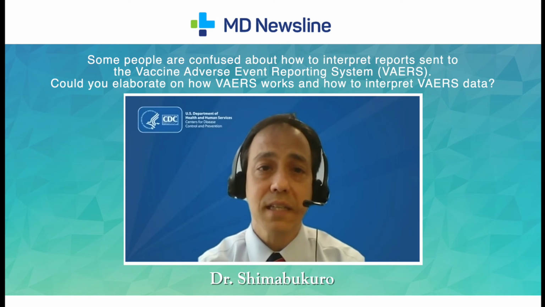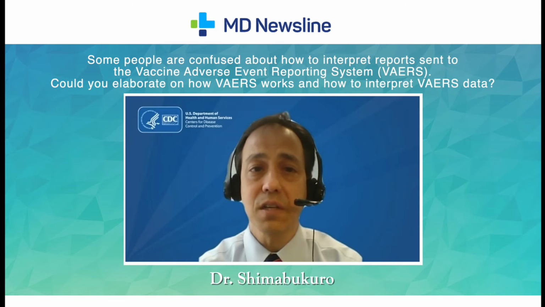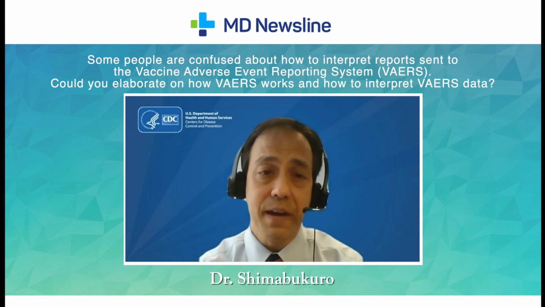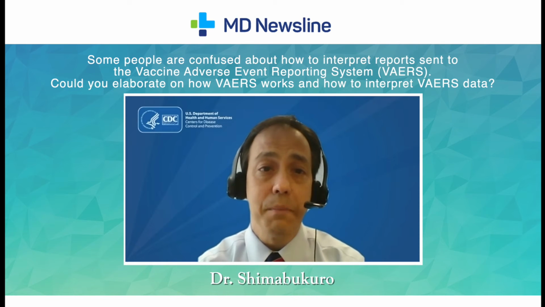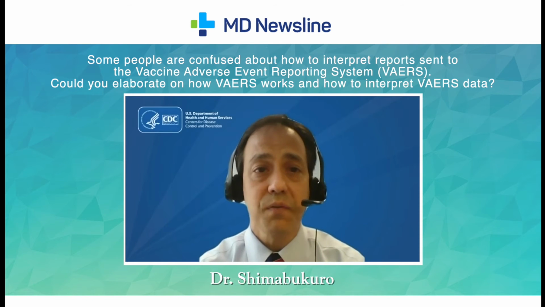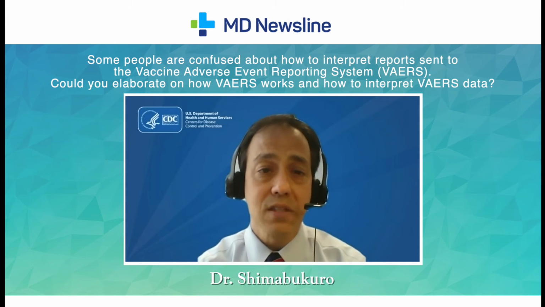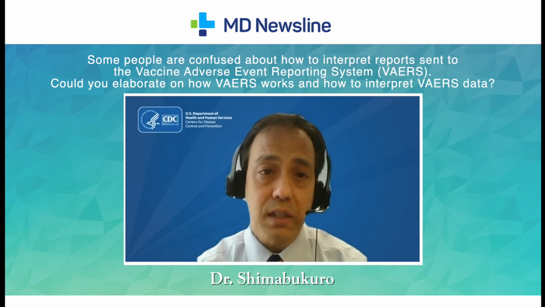When we do detect a safety signal, we do further assessment both in the VAERS system to determine if that safety concern or safety signal merits further evaluation. If it does, we can go to a more sophisticated or robust system like the Vaccine Safety Data Link, this electronic health record system, to further assess whether that is a true signal and to characterize the risk if in fact it is a true signal.